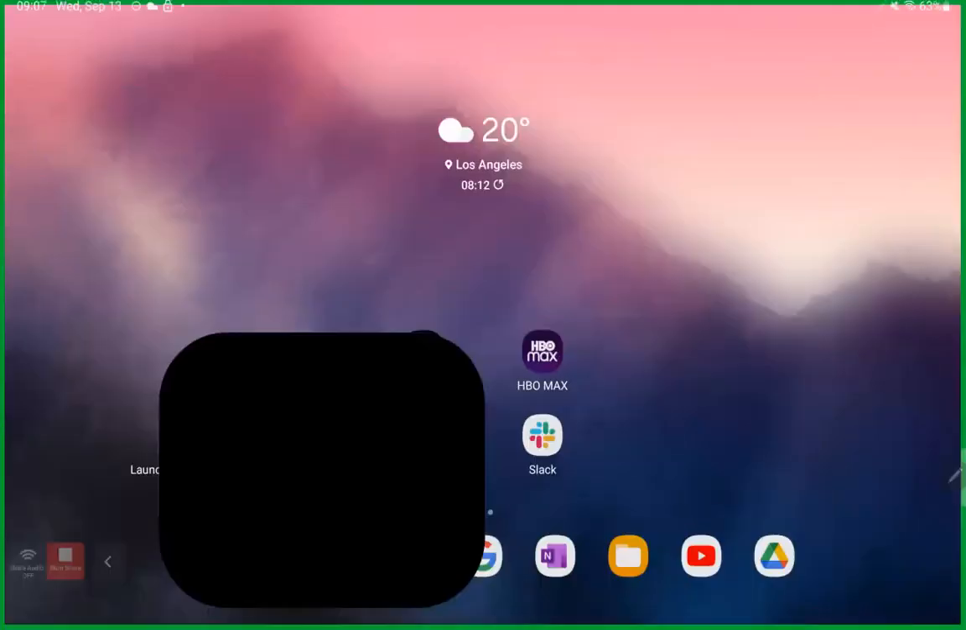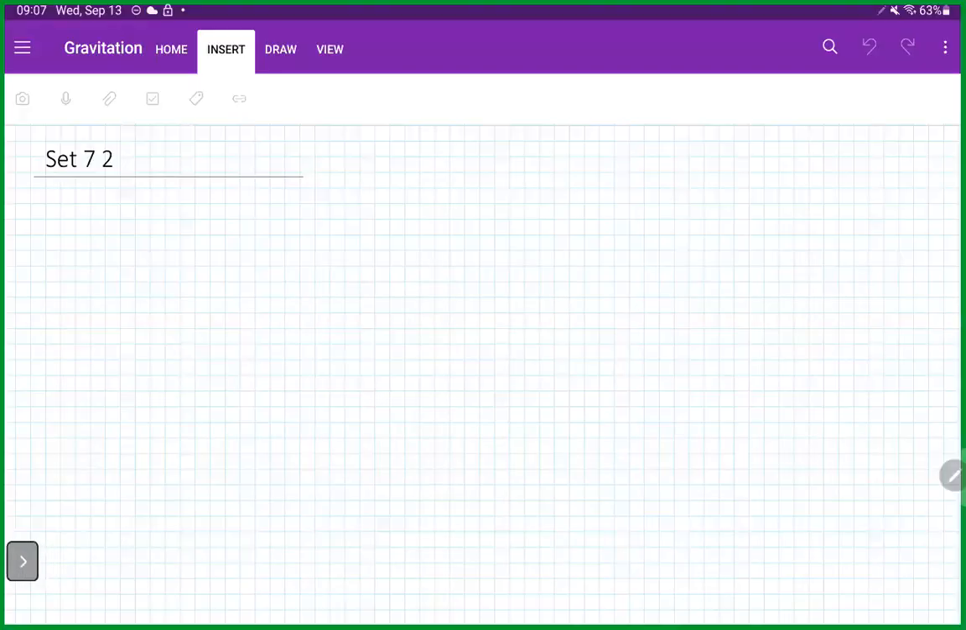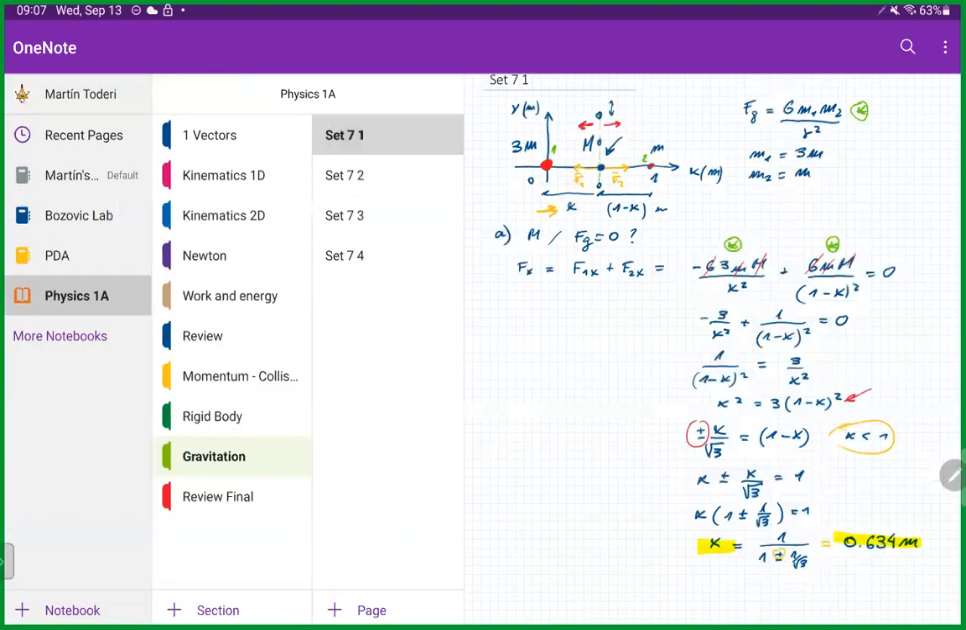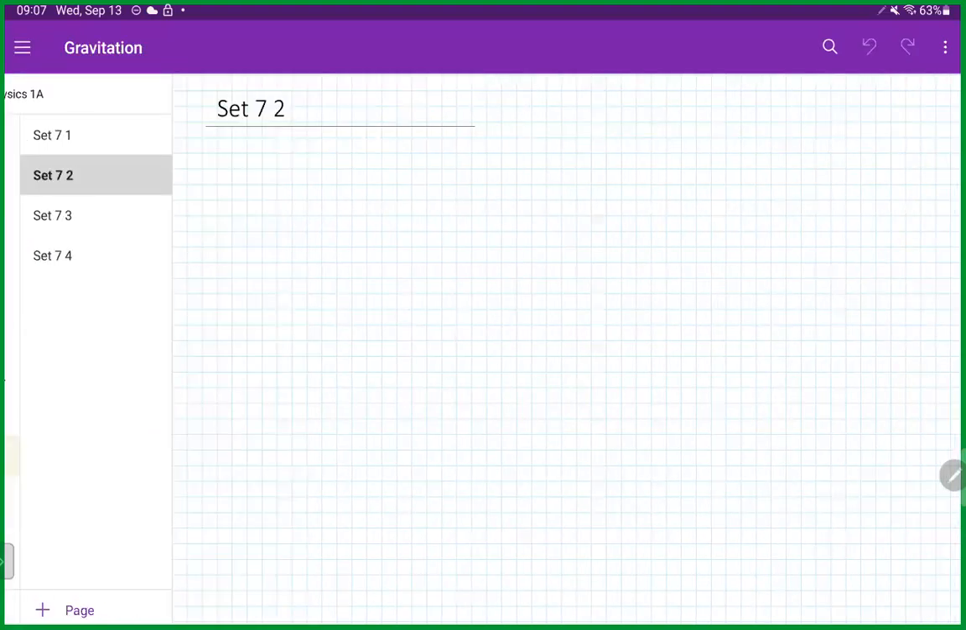So let me share the screen here. For gravitation, let me see, the only problem that we went through was the first one, right? So let's do 2, 3, and 4.